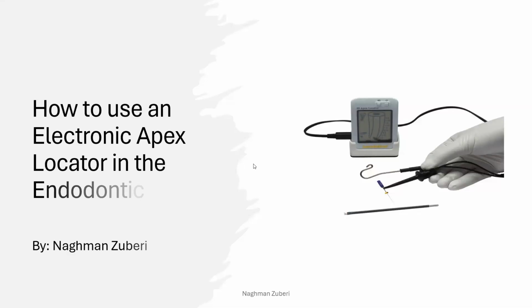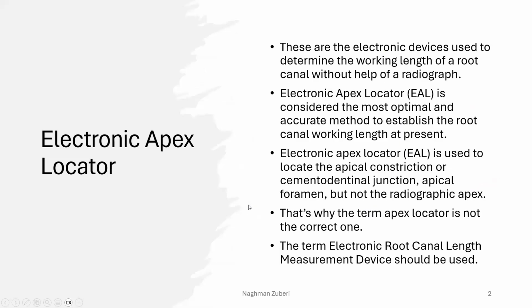Okay, so this lecture is about using the electronic apex locator in endodontic practice. What are these electronic apex locators? These are devices which are used to determine the working length of a root canal without the help of a radiograph.